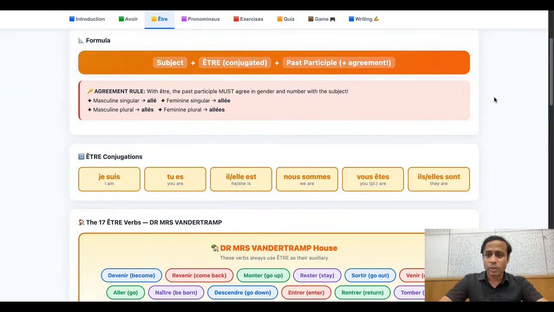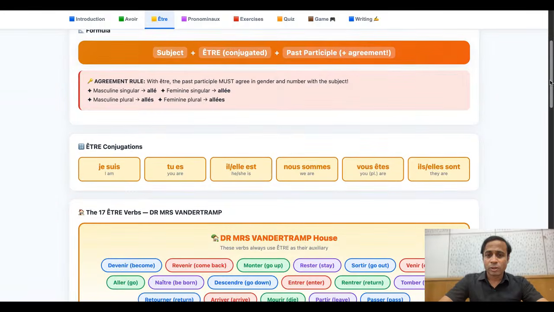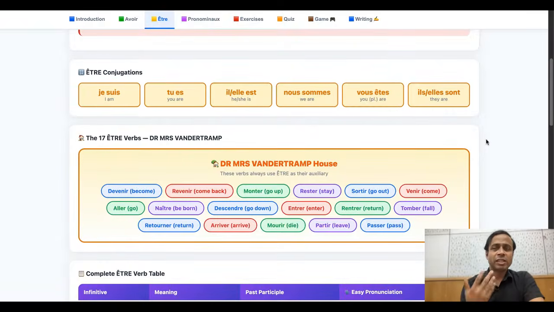Now, my dear students, a question might come to your mind: sir, where do we have to use avoir and where do we have to use être? So there are 17 verbs which you can see on your screen. These 17 verbs are called verbs of movement. You have to memorize these 17 verbs, because these 17 verbs will take être.